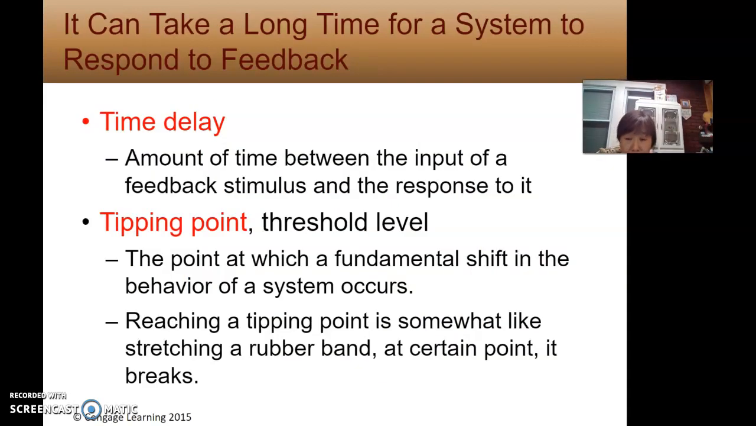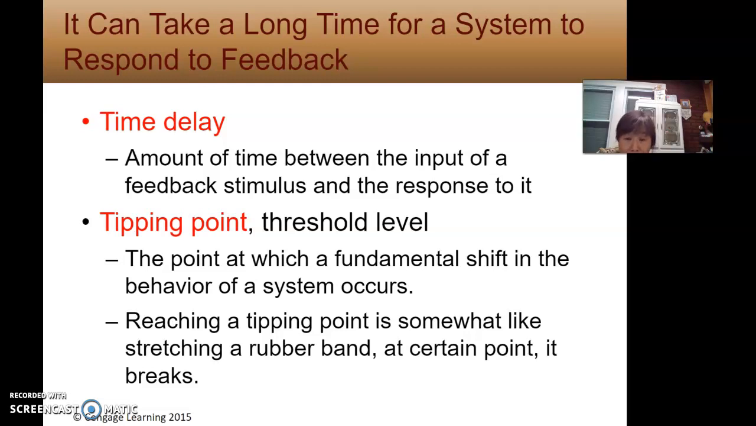Another two concepts in this slide you need to know. The first is called time delay: the amount of time between the input to a system and when you see the feedback happen. So there's a delay. You call this time delay.